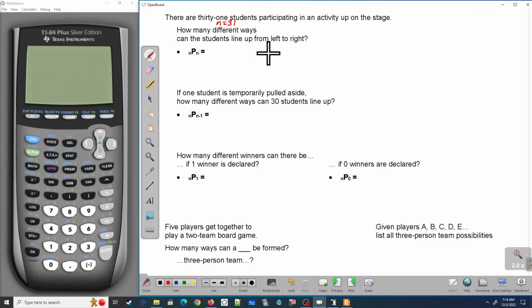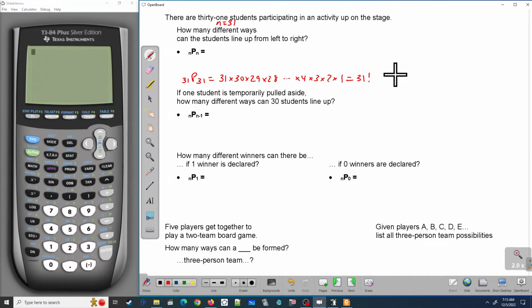If Alice is left of Bob, or Bob is left of Alice, that would be a different lineup, which means order is going to matter. That's why we have a permutation, and I'm taking my 31 students and I'm taking all 31 at a time. So if I treat it as a multiplication counting principle, where I go 31 times 30 times 29 times 28, and I keep doing this until I go times 4 times 3 times 2 times 1, I would have essentially written out the long way of doing a factorial, 31 factorial.